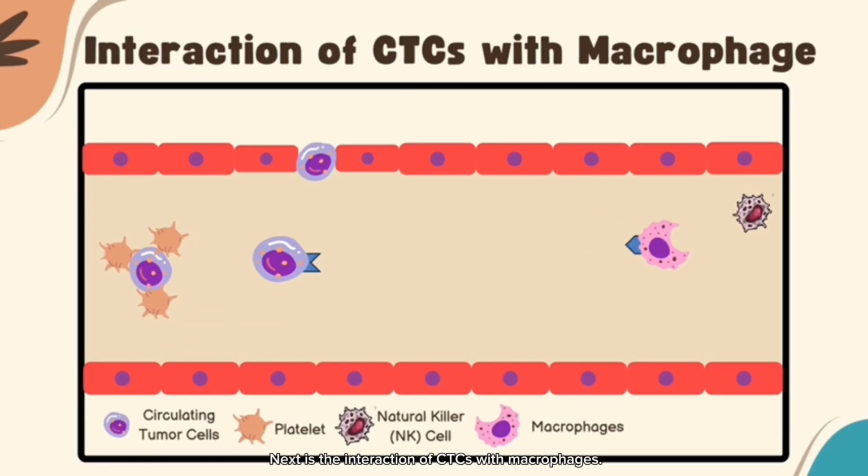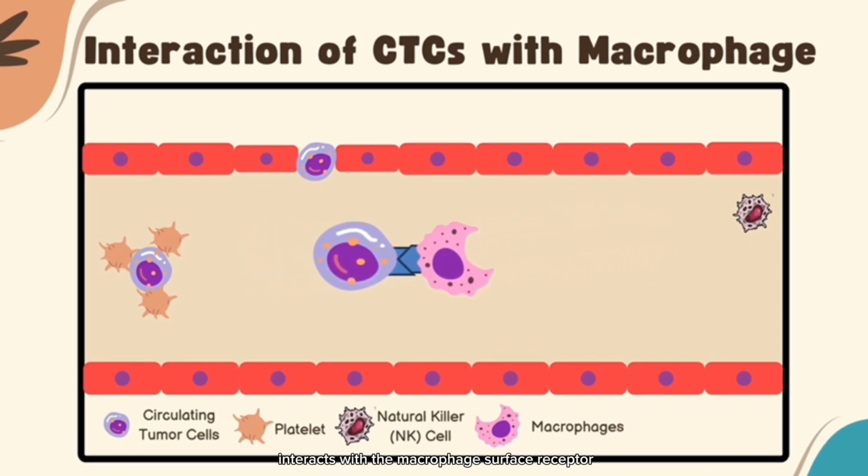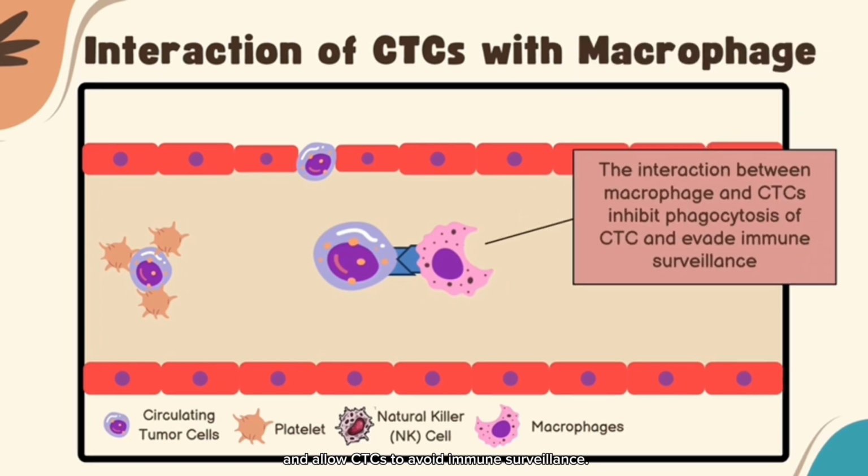Next is the interaction of CTCs with macrophages. Macrophages express cell surface receptors that interact with ligands expressed by CTCs. For instance, CD47, a receptor expressed by CTCs, interacts with the macrophage surface receptor signal regulatory protein alpha, SIRPα. This interaction inhibits phagocytosis of CTCs by macrophages and allows CTCs to avoid immune surveillance.